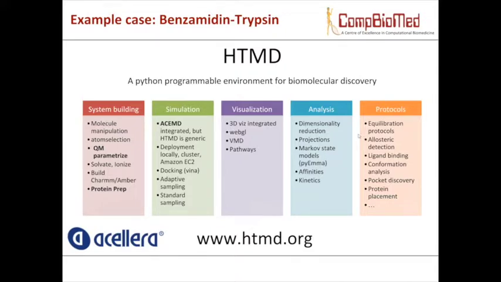Okay, and now we'll just jump into the example case of setting up a simulation for benzamidine trypsin to compute the binding affinity of benzamidine in trypsin. And for that, I'll just mention that the main tool I will use to make all of this is HTMD, which is a Python programmable environment for biomolecular discovery, and has several different tools to make it easy to set up all these MD experiments.